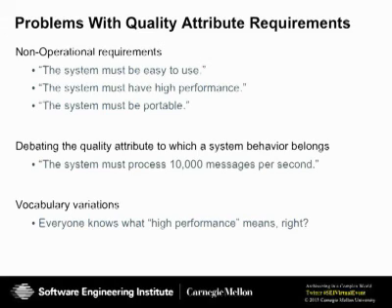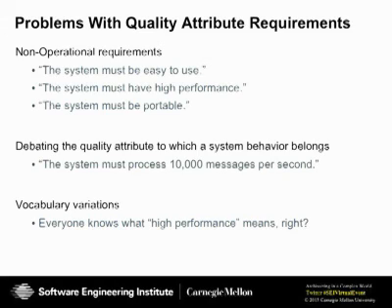Finally, another property is variations in vocabulary. So, for example, if I walk into a room and I say, please put your hand up if you think the system should have high performance, everybody in the room will put their hand up. The problem is everybody in the room has a slightly different definition of what high performance means. One person thinks it means less than 1 second. Another person thinks it means less than a millisecond. Another person thinks it means less than 10 seconds.